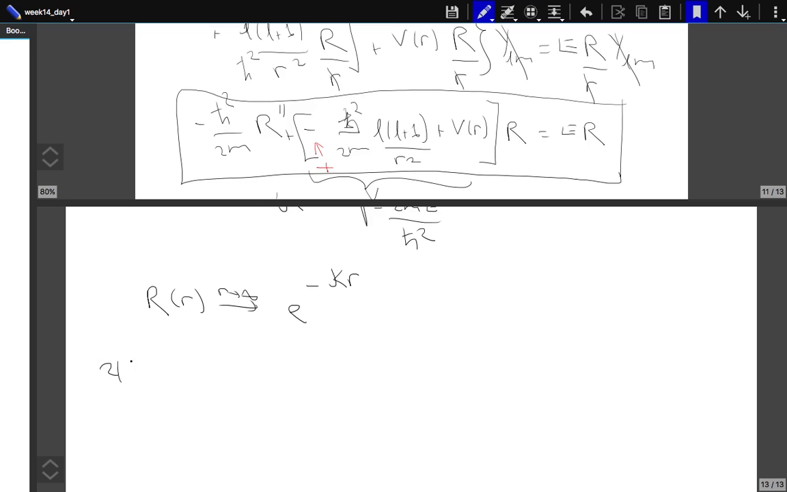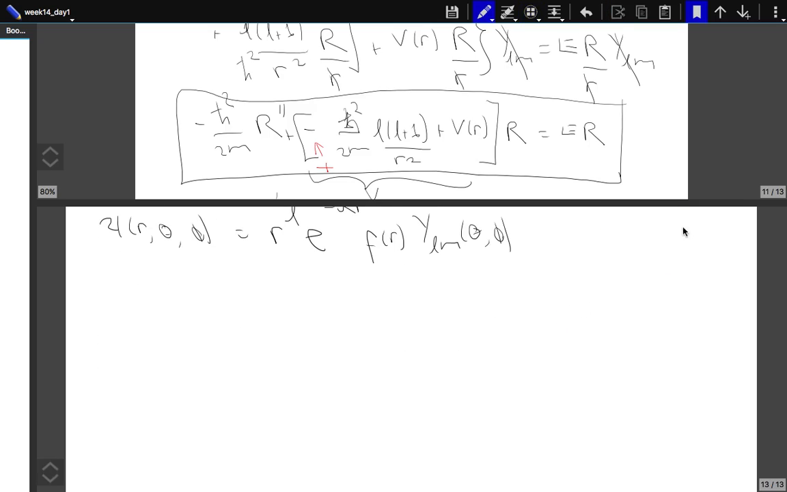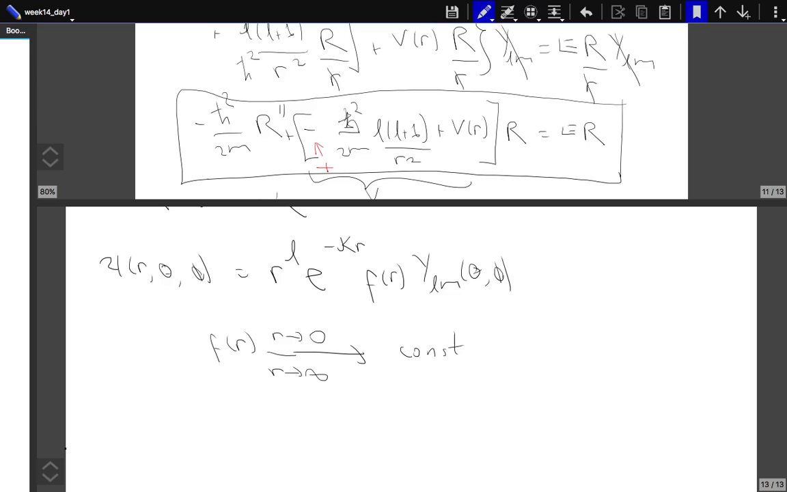Now, I know how my wave function behaves. Close to r equal to zero, it should have this form. At very far away distances, it should have this form. And of course, it can have some arbitrary function f of r multiplying those asymptotic forms, and then we have the Y elements. This f of r doesn't go to zero, it can go to a constant value, because the asymptotic values are already given by r to the l or e to the power minus kappa r.